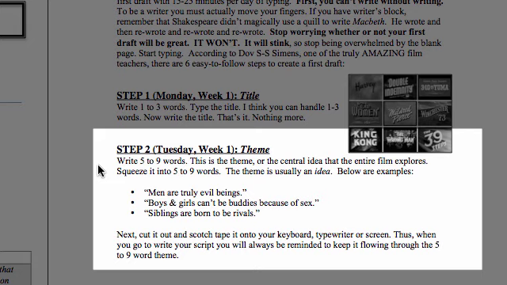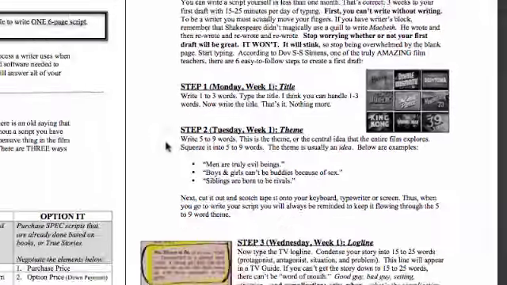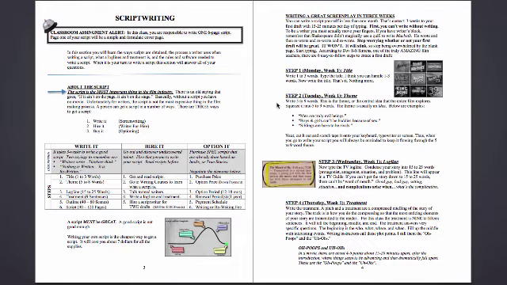The theme is usually an idea, like maybe you believe that all men are truly evil beings. Or maybe siblings are born to be rivals. Whatever it is that you're passionate about, you're going to create a theme of 5 to 9 words. And then I recommend cutting it out and putting it up on your screen. So every time you get lost in this process that we're about to go through, you can look back at that theme.